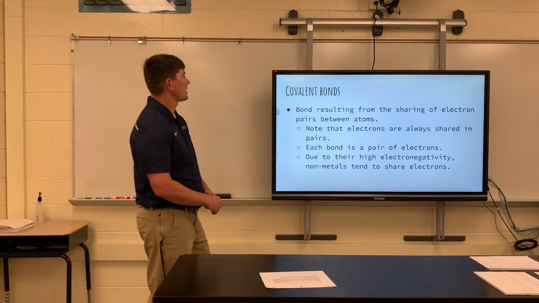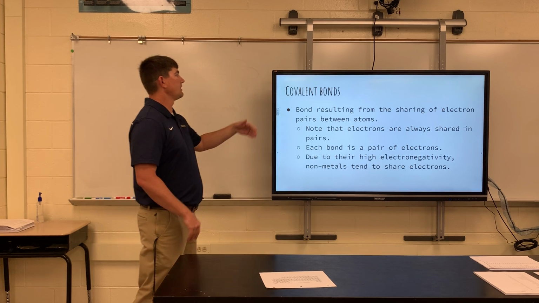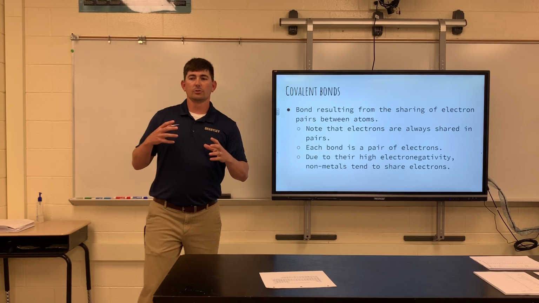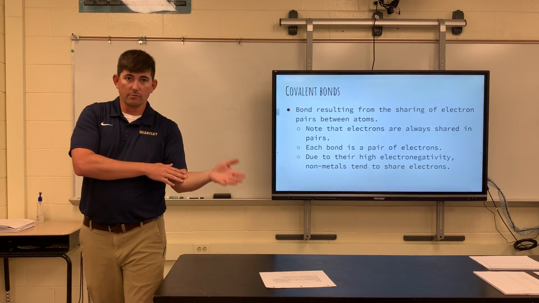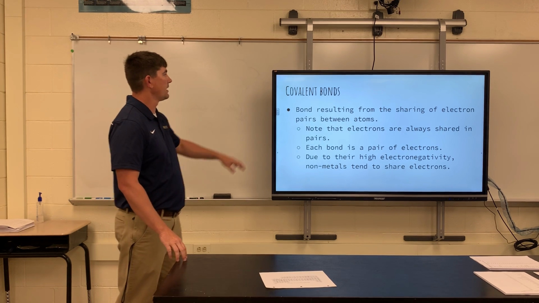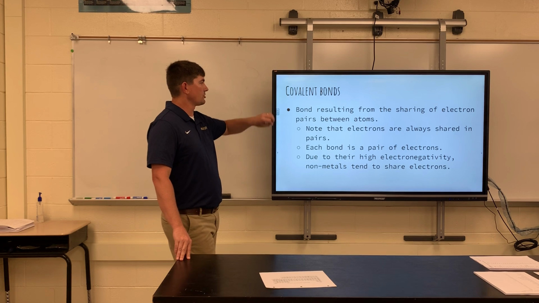So covalent or molecular bonds, like I said earlier, are bonds that result from the sharing of electrons. So ionic bonding is the result of a transfer of electron from one atom to the other, each of them then getting a charge and then being attracted to each other, right? Covalent bonds are the result of sharing electrons between a pair of atoms.